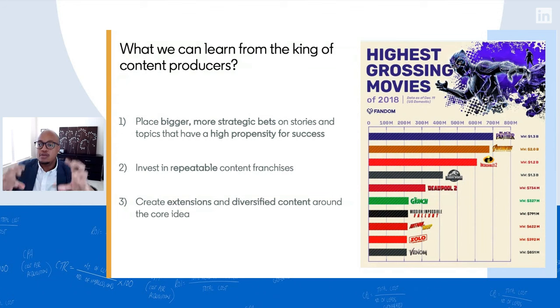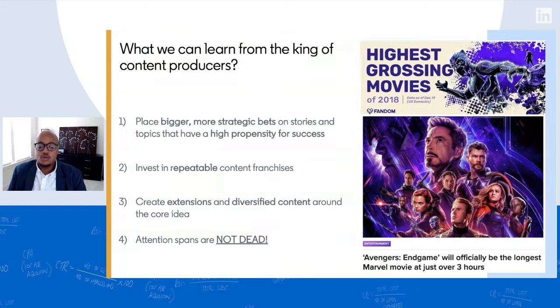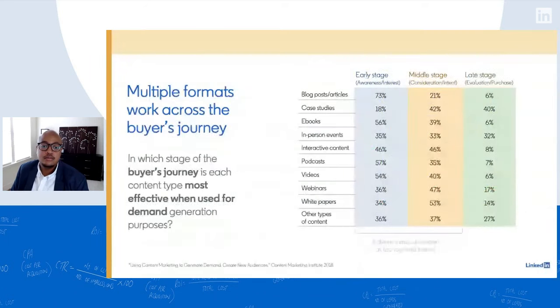You can build derivative assets, and we'll talk about that in a little bit. Attention spans aren't dead. I try to make this point in almost every presentation that I have. What you have, though, is people who are less willing to spend time on content that they're unsure about. So if you can build these franchises where they know they're going to get a certain level of quality, you're going to see better returns and better metrics, depending on what you're measuring from a campaign standpoint.